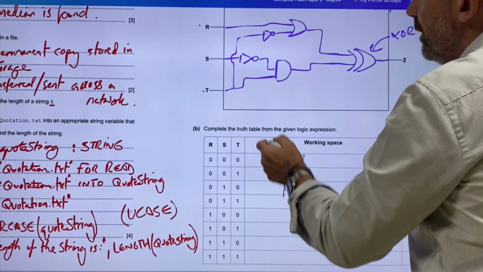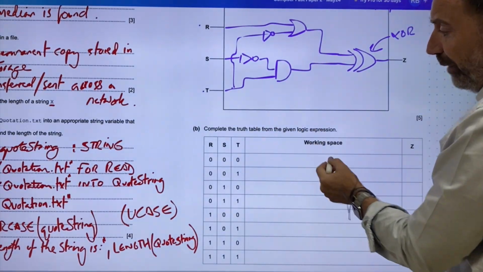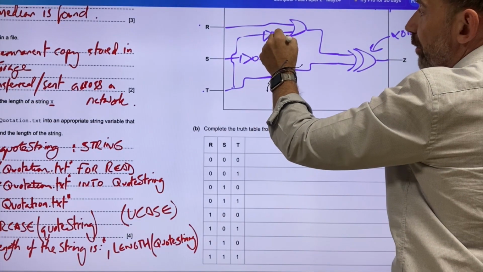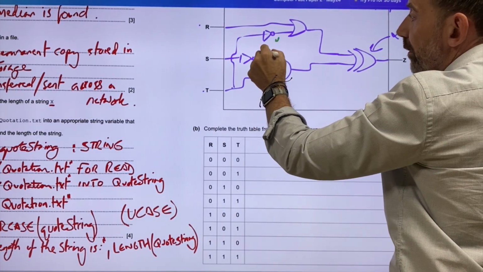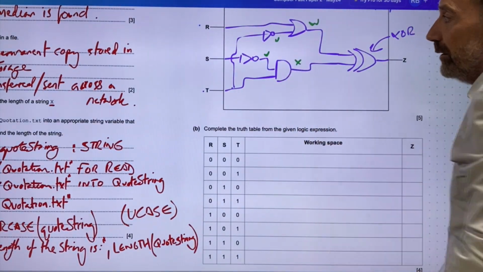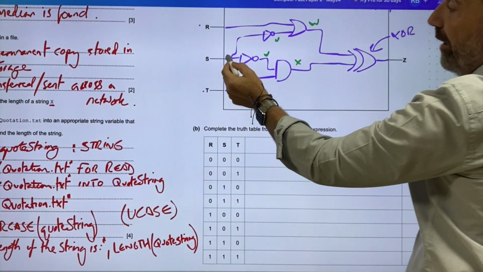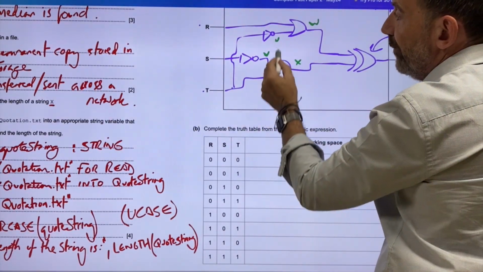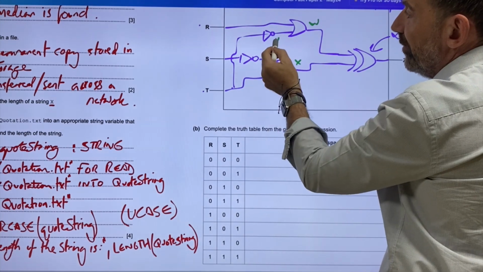And I'm going to put in working space. R, S, T, I'm going to put T, U, V, W, X. So everything at V will be the opposite of S. Everything at U will be the opposite of T.